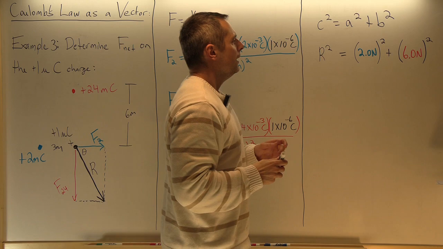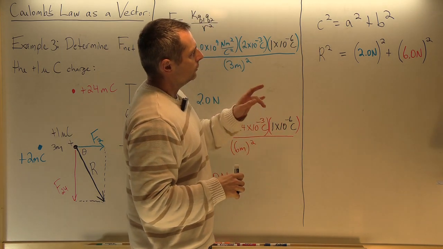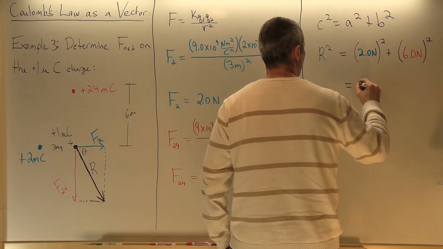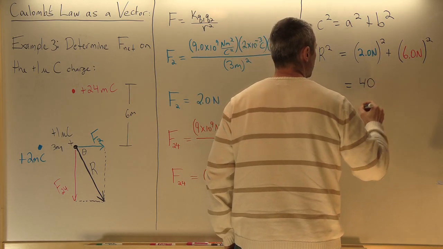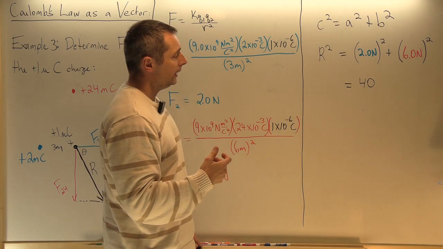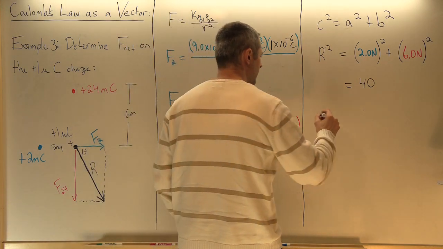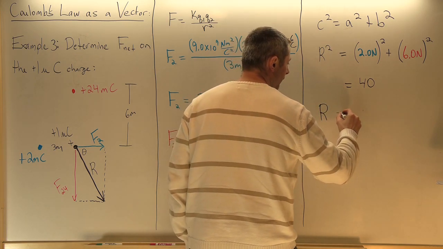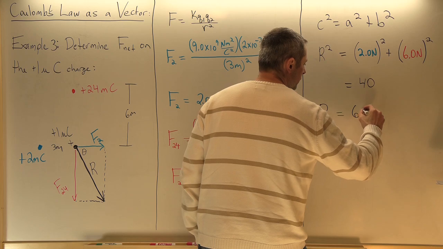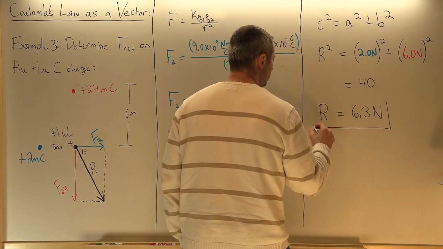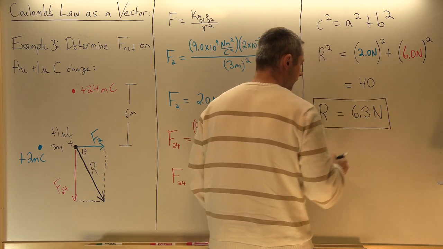Okay, so that's 36 plus 4, or 40, is equal to r squared. So if I take the square root of both sides, I get about 6.3 is what that resultant, or I could put F net if I want. Doesn't matter. Saying the same thing. All right.